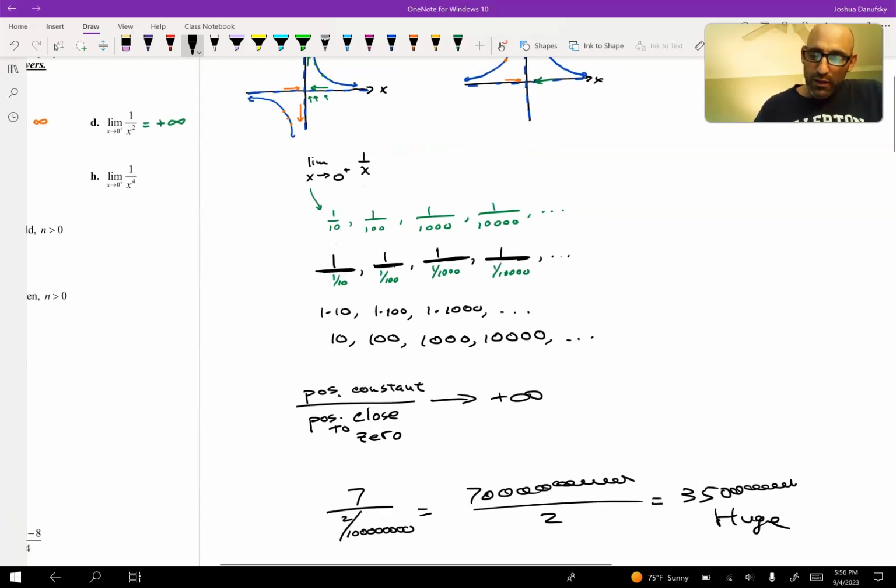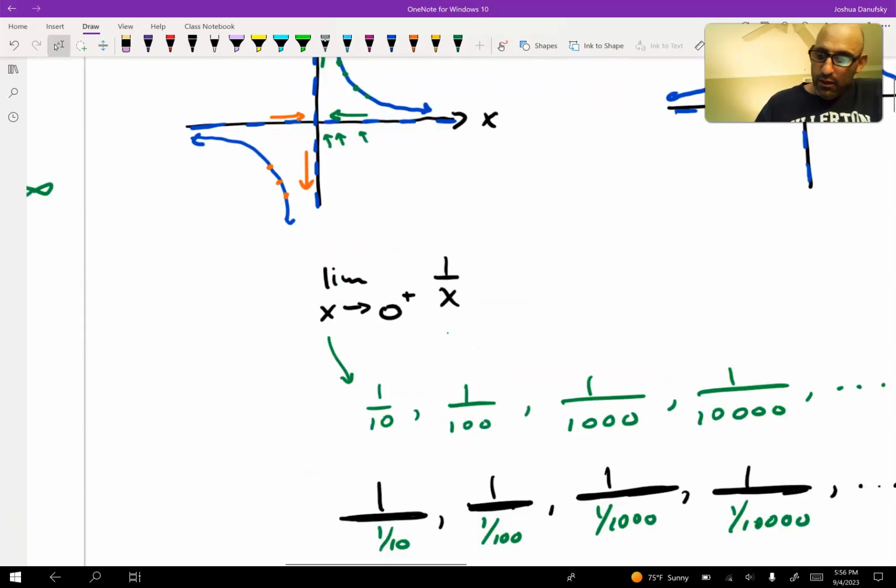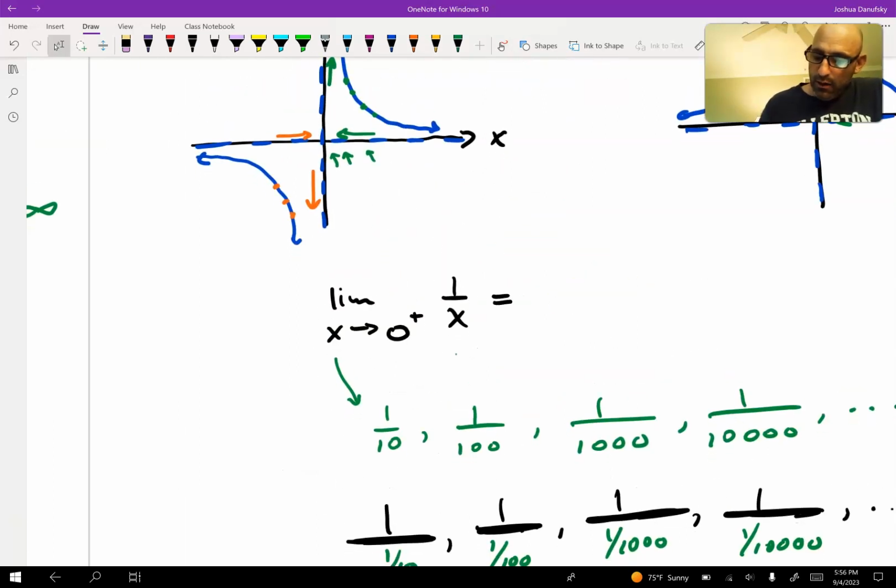And so that's the way we can look at a limit like this when we're thinking about it numerically. As we plug in numbers closer and closer to 0 from above, that's going to be a whole bunch of reciprocals, right? And so it's going towards positive infinity, okay?